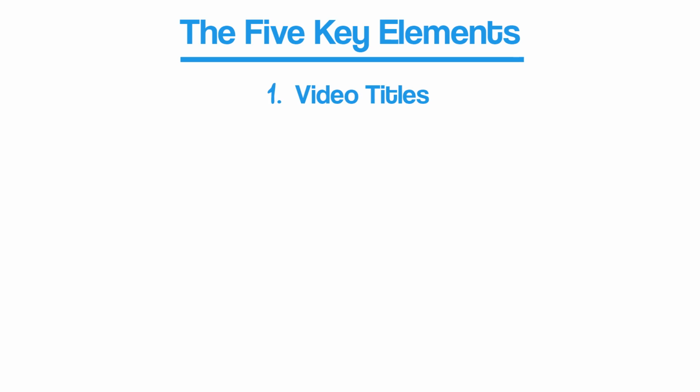Number 1 being video titles. What you name your video is one of the most important things to consider after creating the video itself. You've spent the time creating the video, and the title is worth spending some time on as well. The video title and thumbnail are the first things that users come across, so the quality of each will have a direct effect on who clicks, or doesn't.